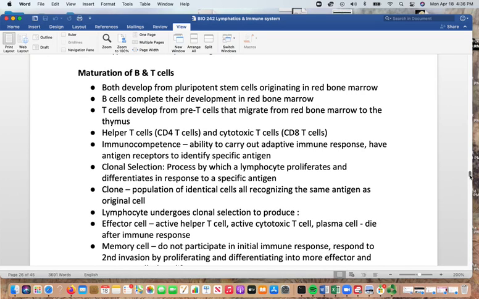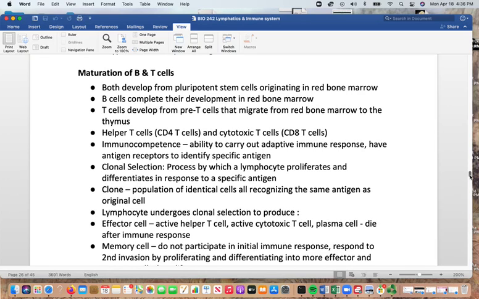When you have clonal selection, you have the lymphocyte proliferate and differentiate. This is in response to a specific antigen. The clone is going to be the population of identical cells that will all recognize the same antigen as the original cell. So lymphocytes undergo clonal selection to produce your effector cells. So your active helper T cells, the active cytotoxic T cells, and the plasma cells. So these are going to die after the immune response, but it's a way for the immune system to say, I need help. I need more of me to do the job. And it actually gets more cells that are exactly like it to do the job.